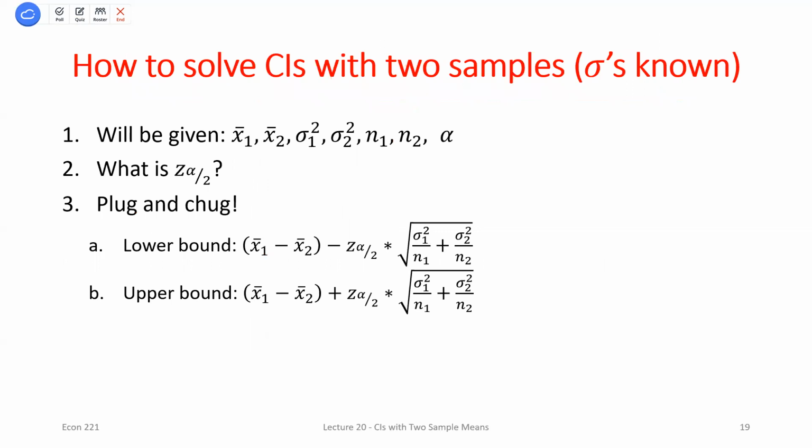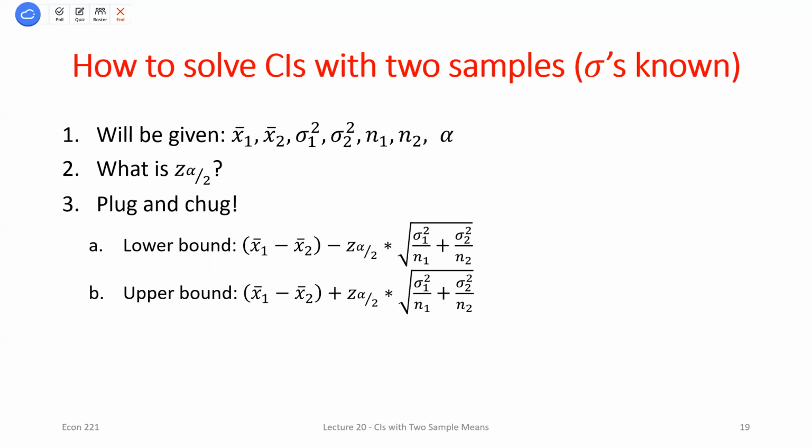Now we've just got twice as many things to identify. So instead of one sample mean, one population variance, we've got two sample means, two population variances. Then we've got two sample sizes now. We still are going to be concerned with what level of confidence, so we look at what alpha is going to be. Use alpha to look up this z-value that gives us half of alpha on each side of our confidence interval. And then our upper and lower bound equations are a little bit more complicated. We've got a few more moving parts now.